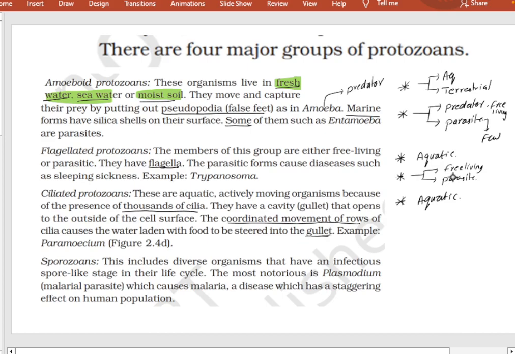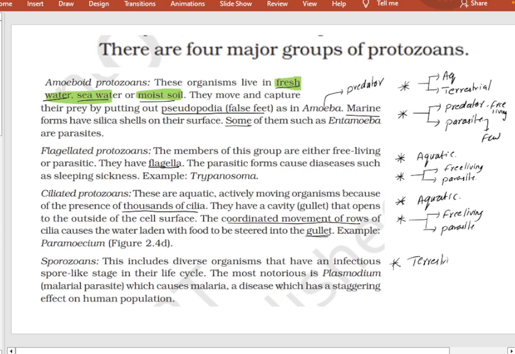So ciliated, are they free living or parasite? Free living is also there, and parasite too. Same here also. Free living or parasite, remember. No need to confuse. Next important point is about the last group. Here they are terrestrial.